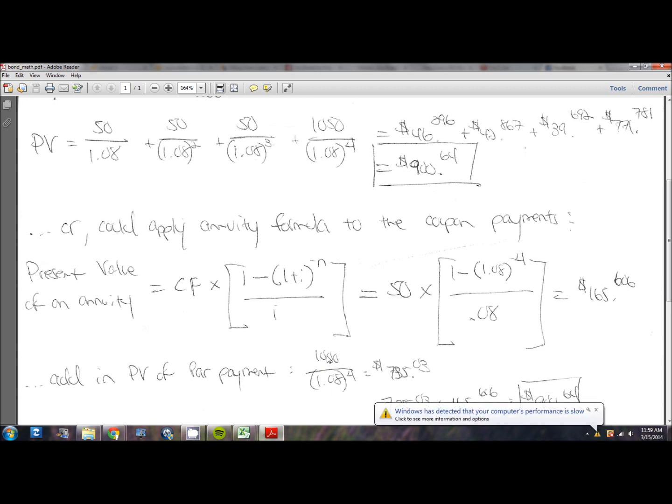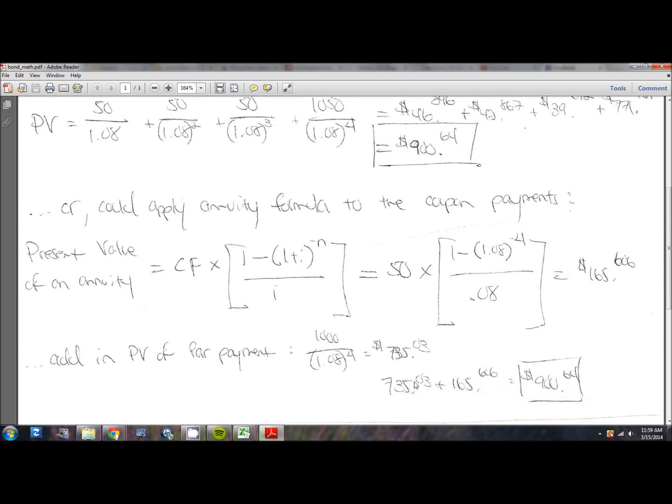So you have your future value divided by 1 plus I raised to the n. So you have 1,000 divided by 1.08 raised to the 4th power. You get 735.030. So then you simply sum those two numbers together. You sum your two present values, and not surprisingly, you get $900.64.